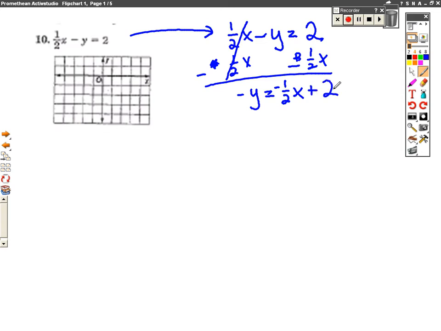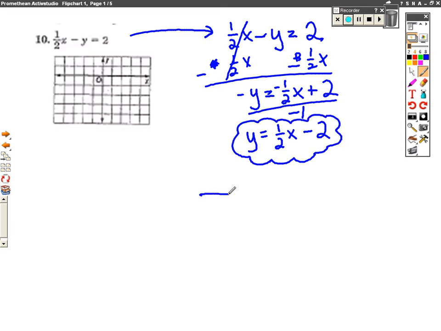Then I'm going to divide everything by -1 to get rid of this -1, which means the opposite side is going to become the opposite of what it was. So negative divided by negative is a positive 1/2 x minus 2. There's my equation that I'm going to use.